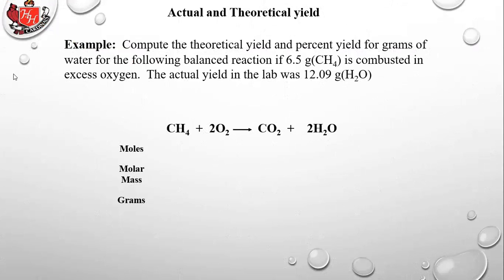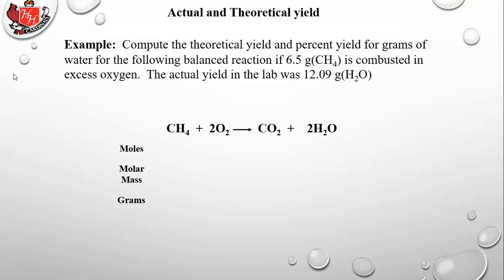Okay, so here's our problem. We'll compute the theoretical yield and percent yield for grams of water for the following balanced reaction if 6.5 grams of CH4 is combusted in excess oxygen. The actual yield in the lab was 12.09 grams of H2O. So what you actually measured in the lab in your cylinder was 12.09 grams. So let's see how that compares.